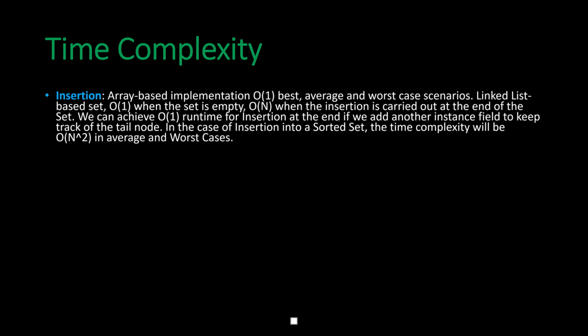In the case of insertion into a sorted set, the runtime complexity will be O(n) square, because you always have to navigate in the array, locate a location, and then shift the elements towards right to make a hole within the array and then insert the new element there. So O(n) is the complexity for searching for the correct location, and O(n) again we have to shift the elements, so it will become O(n) square. This is the runtime for the average and the worst case of insertion within the sorted array.